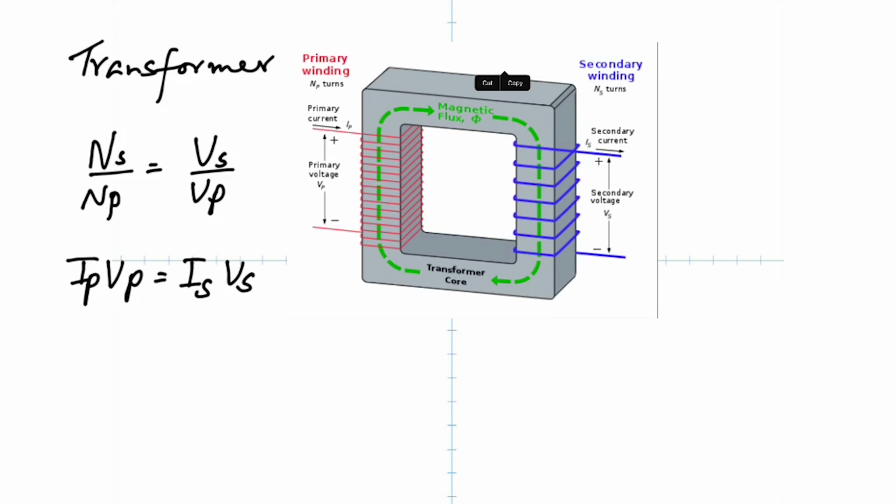Number of turns. If you look at this diagram, is this a step up or a step down transformer? How do you know? Look at the number of turns. More turns here, less here. It's step down. What does that mean? The voltage in the secondary is less. That means the current in the secondary is more than in the primary. It's an inverse thing. So remember that.